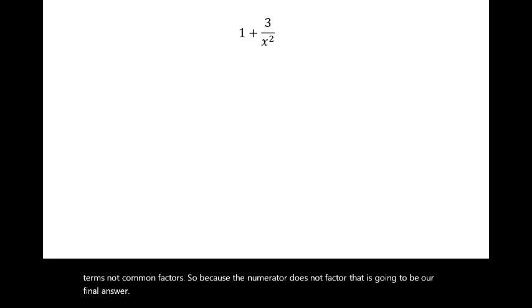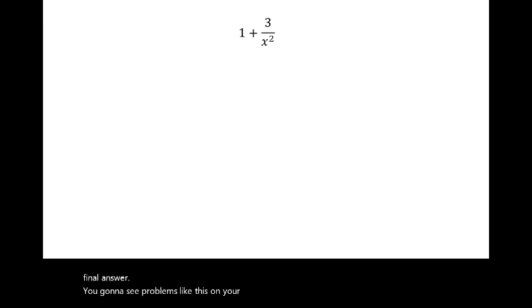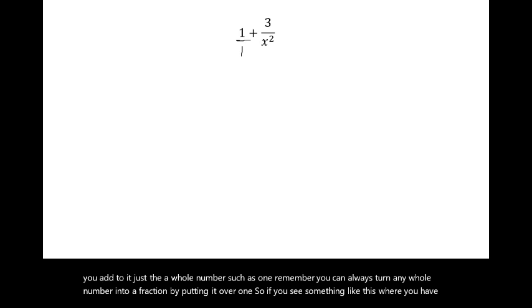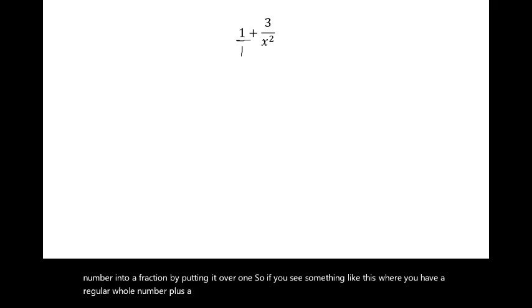You're going to see problems like this on your homework. Whenever you take a rational expression and add to it just a whole number such as 1, remember you can always turn any whole number into a fraction by putting it over 1. So if you see a whole number plus or minus a rational expression, just turn the whole number into a fraction by putting it over 1.